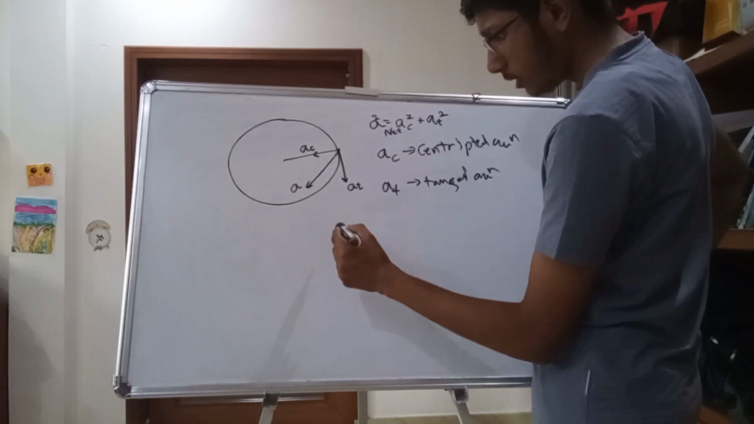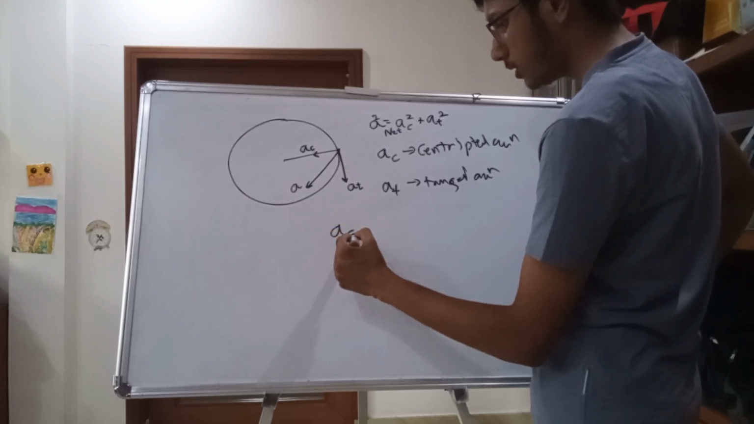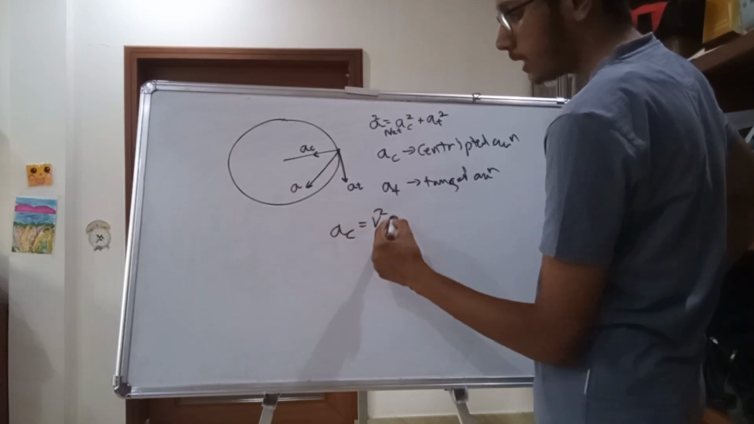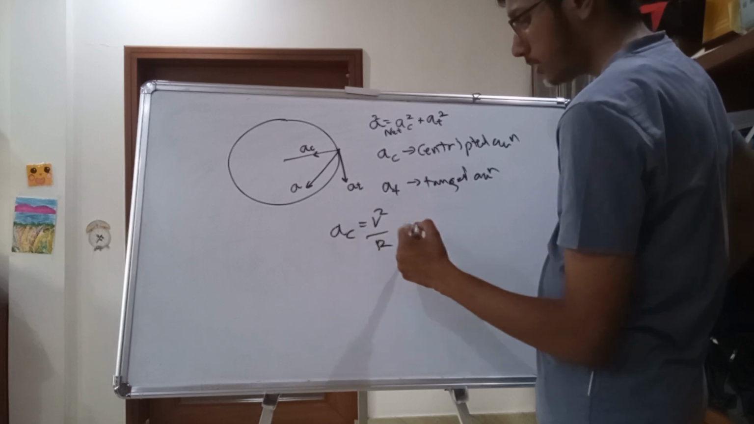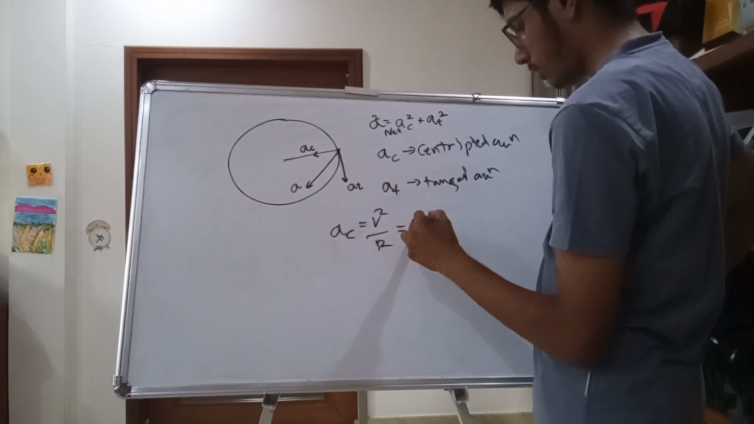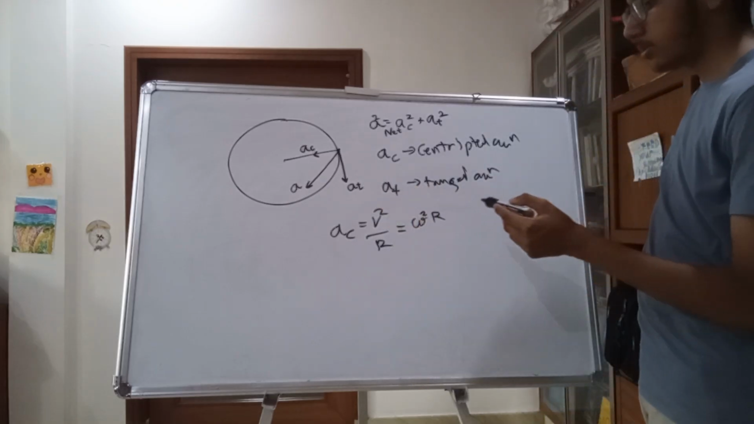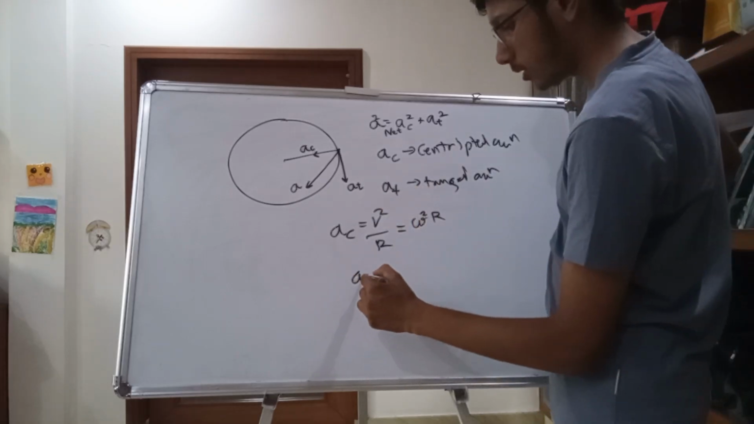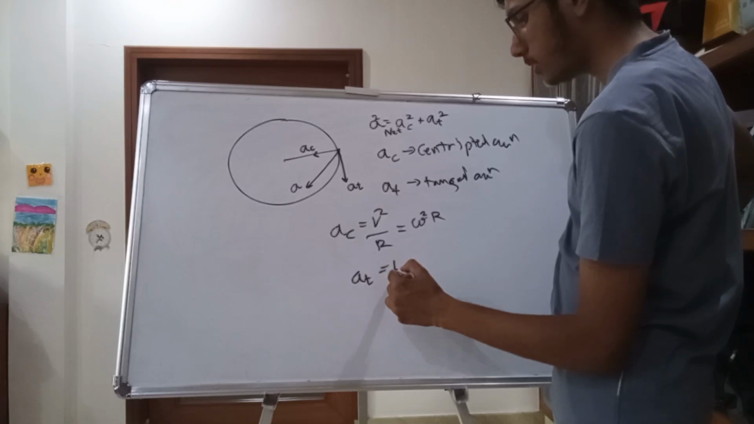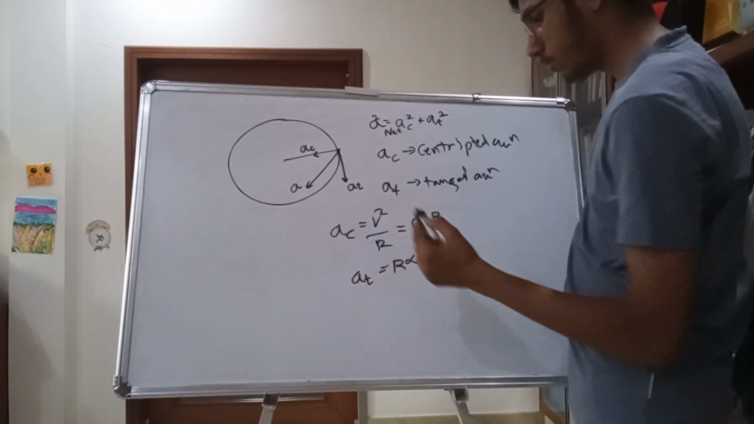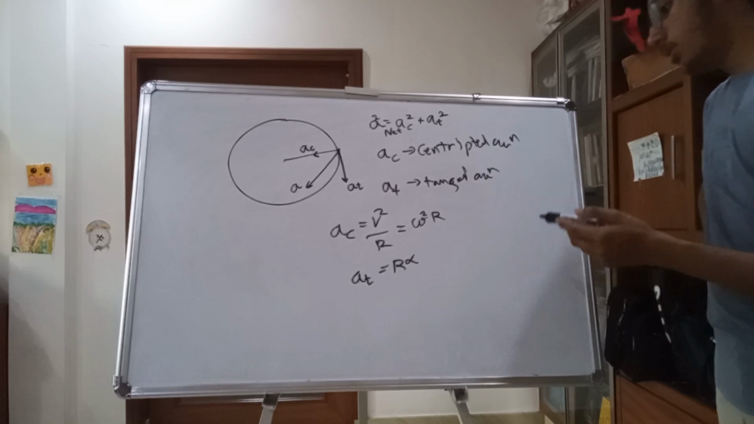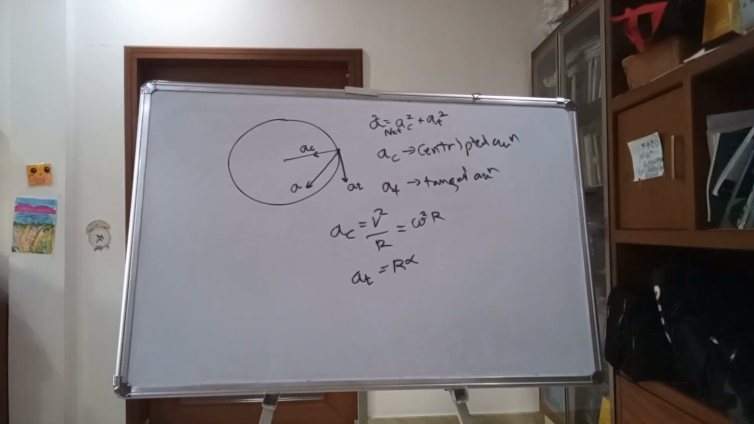The centripetal acceleration can be denoted as v square, linear velocity square divided by its radius, or we can write it as omega square r. Omega, you know, is angular velocity. What is tangential acceleration? Tangential acceleration can be written as r into alpha. So these three things you need to know.